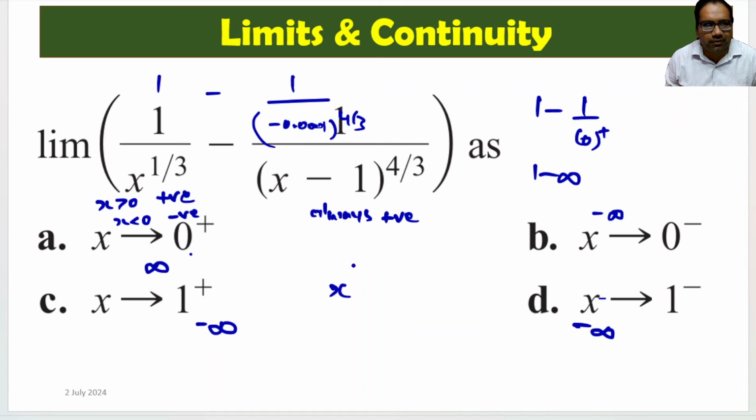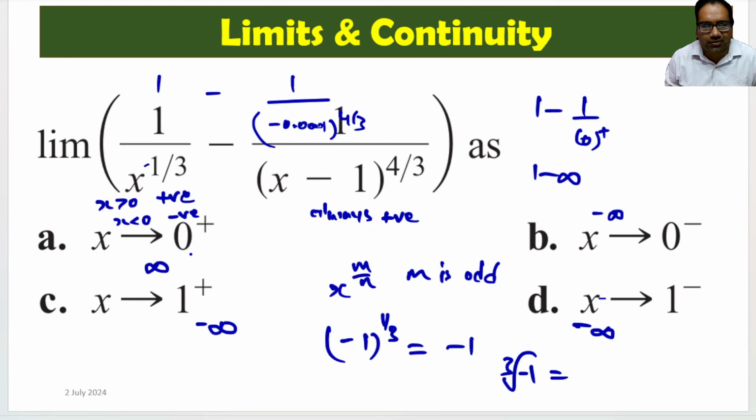In x power m by n, in this case m is odd, and in this case m is even. That's the difference. So for example, minus 1 power 1 by 3 is equal to minus 1. This is the cube root of minus 1, which is still minus 1.